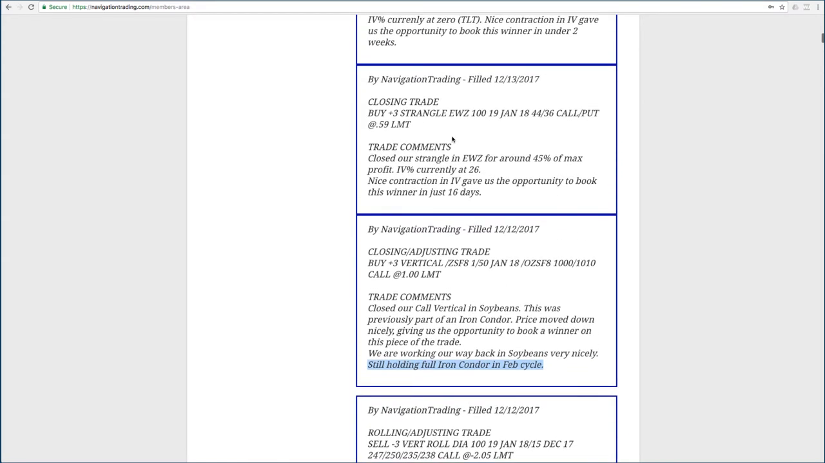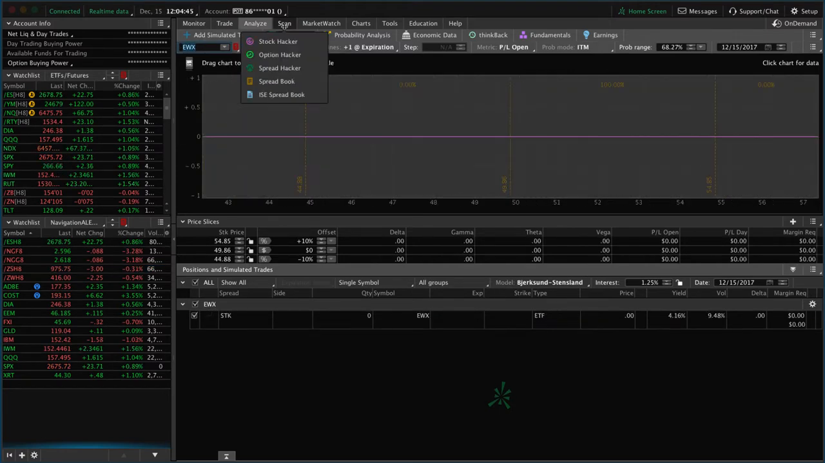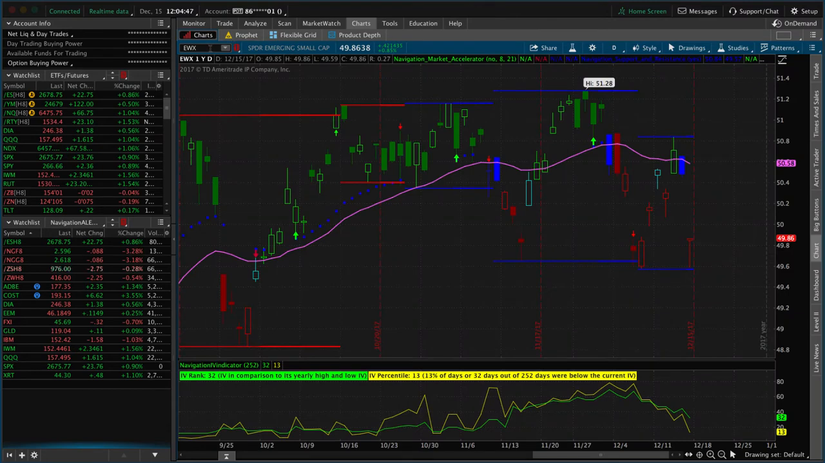Next trade was in EWZ, so we had a strangle on there. IV contracted down to 26, giving us the ability to book about 45% of max profit in around 16 days. So that was a nice trade. And if we take a look at a chart of EWZ, oops, we will see, it's EWX, not even sure what that is, EWZ.